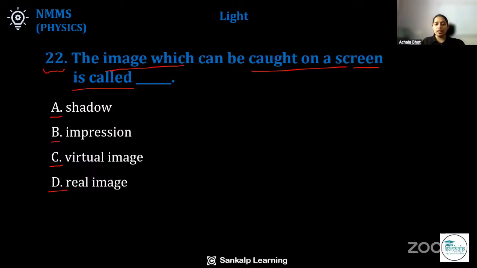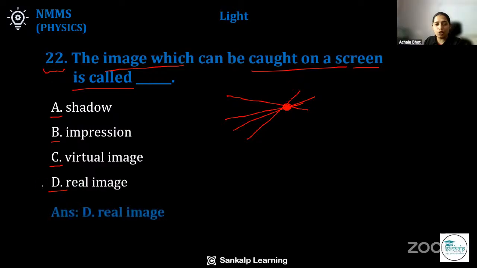Okay. See, in this case, what happens? If we can obtain that image on the screen, it means light rays are actually converging. They are actually intersecting at some point. In this case, yes, real images are formed. Therefore, the correct option is option D, real image.